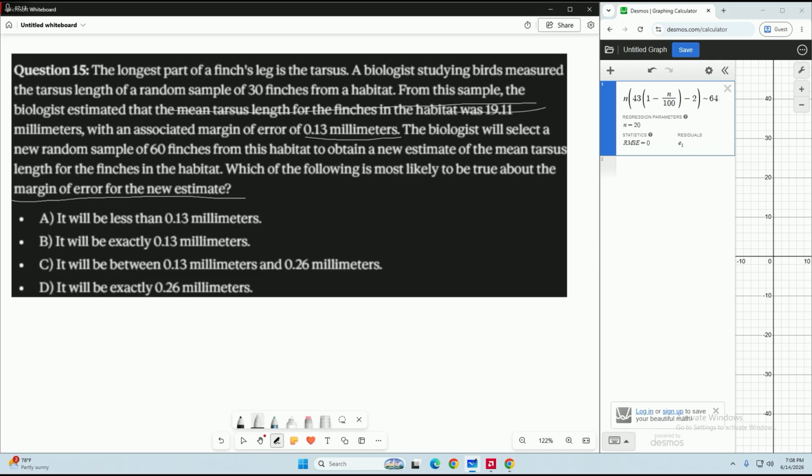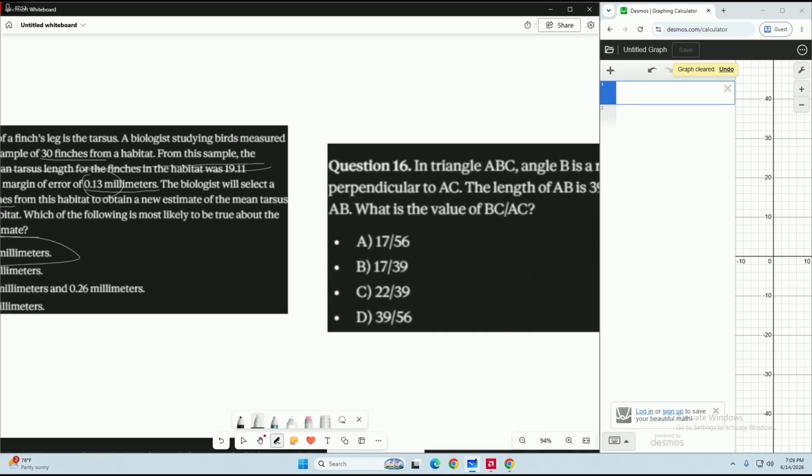So the key here is to realize that sample size and margin of error are inversely related. If you have a greater sample size, you're going to have a more accurate and precise measurement, so your margin of error is going to be inherently less. If for 30 finches the margin of error is 0.13 millimeters, then for 60 finches we're going to have a more precise measurement, which means our margin of error will be less than 0.13 millimeters. So that makes A our correct answer here. In order to solve this question, all you need to know is that sample size and margin of error are inversely related. Okay, let's move on to the next question.